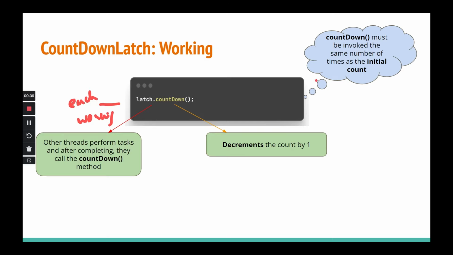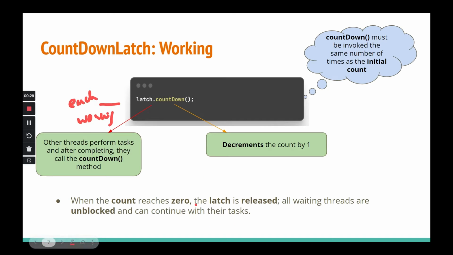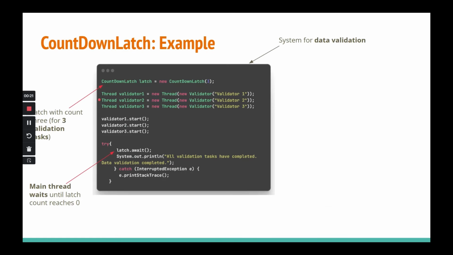The point to be noted over here is the countdown must be invoked the same number of times as the initial count. We already covered that. And we know that when the count reaches 0, the latch is released and the waiting threads who were calling the await method are now released. They're unblocked. This is the entire code for this.